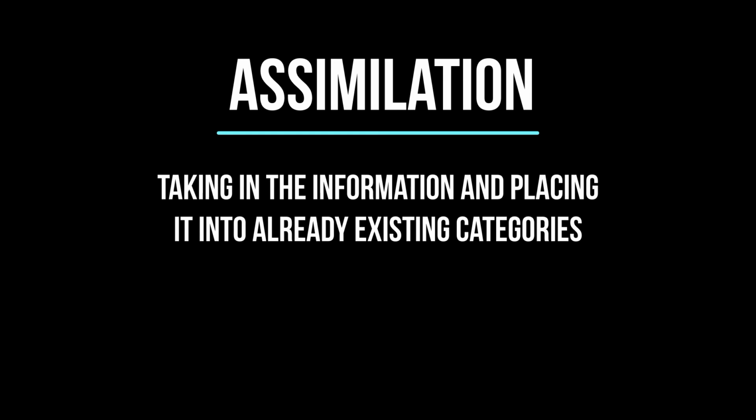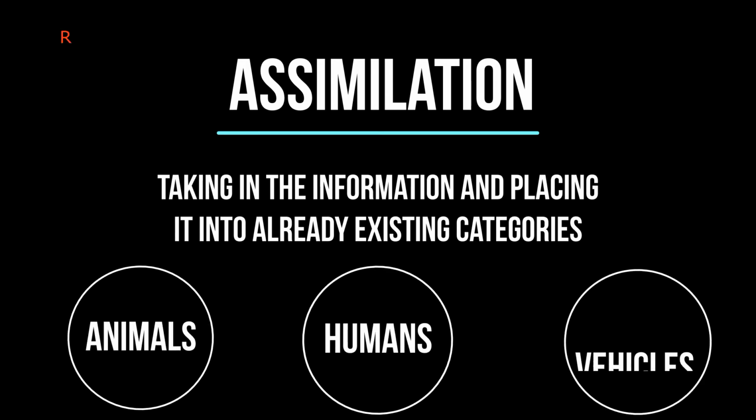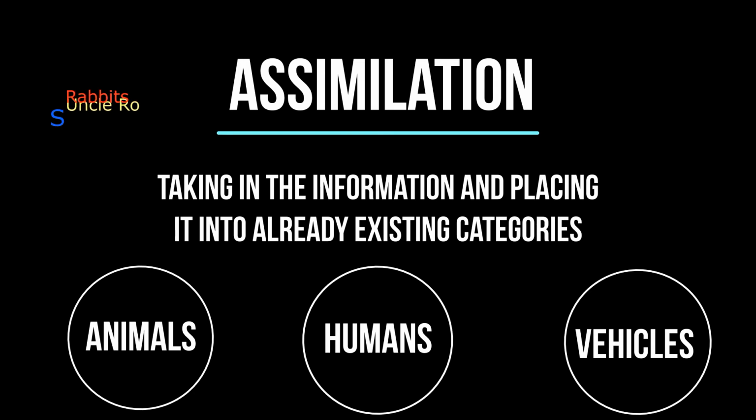Assimilation means taking in the information and placing them into already existing categories. Let's say you have categories such as animals, humans, and vehicles. If children learn about rabbits, semis, and a new uncle named Robbie, assimilation means that they can take these three new items and put them into categories that are relevant.